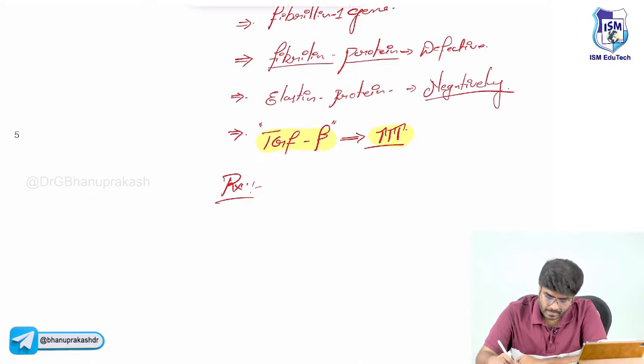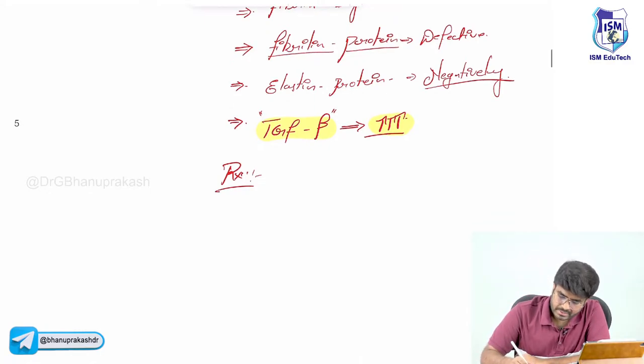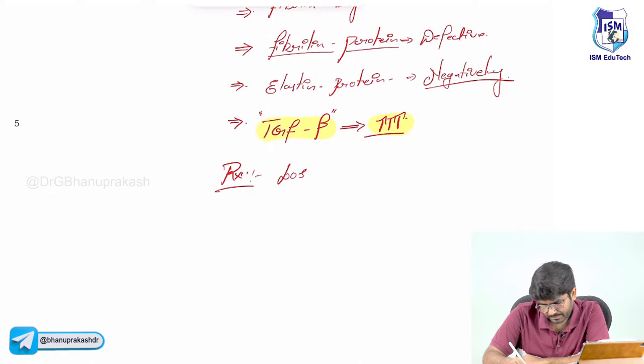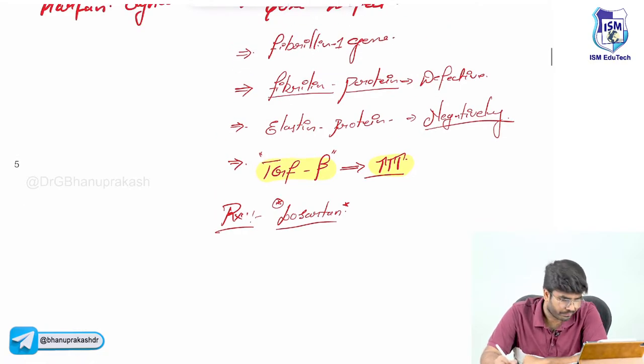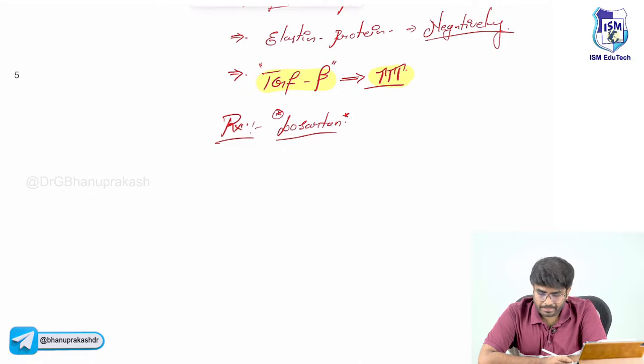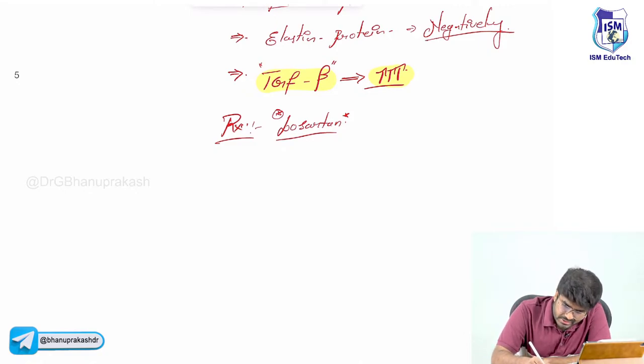Come on. What is the treatment? Any idea? It's the losartan, sir. TGF beta inhibitors, losartan. Okay. So losartan is used in the treatment of Marfan syndrome. Done. Now let's discuss the clinical features.